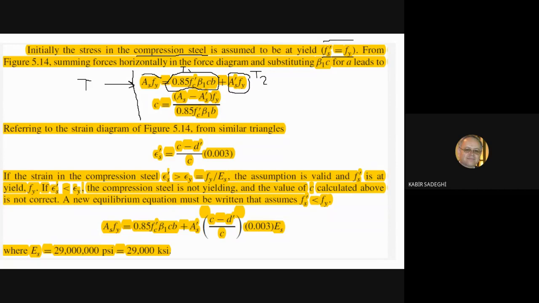And C equals, we can find from here. C is the only unknown. C is the distance between the location of the neutral axis up to the top extreme fiber, and we find it from here. And you saw that when we have C, we can calculate epsilon prime S as well. How? Because with C, we calculated epsilon T for tension steel. How do we calculate epsilon prime S, which is the strain at the compression steel? Let me show in the next slide.